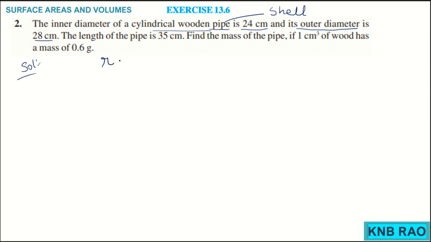That means here you have to take the smaller one, where diameter is given, 24 is the inner diameter, divided by 2, that is 12 centimeter is the inner radius. You can write that, inner radius.